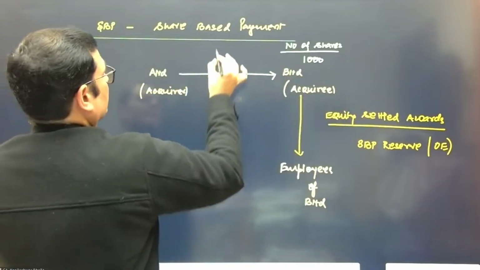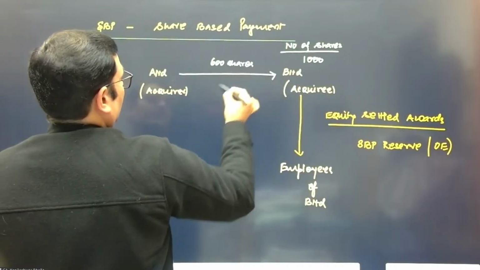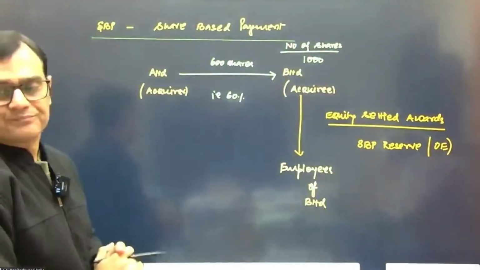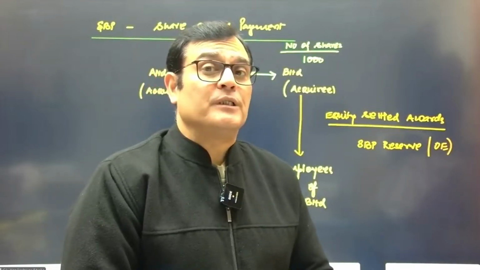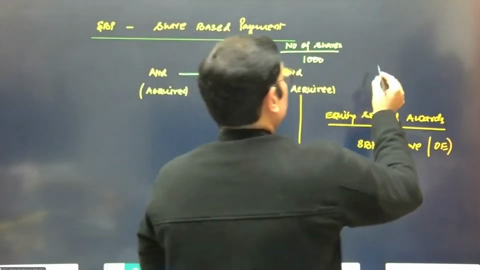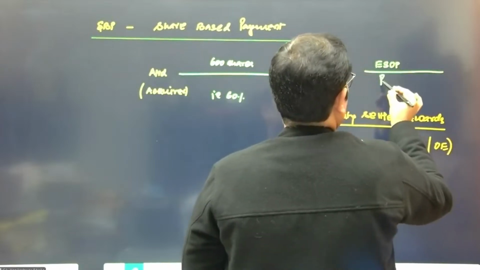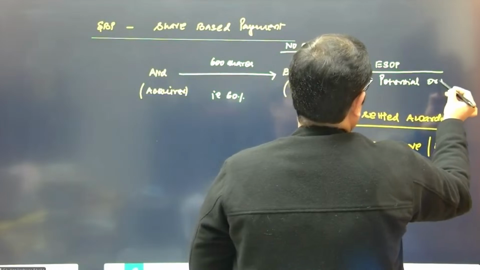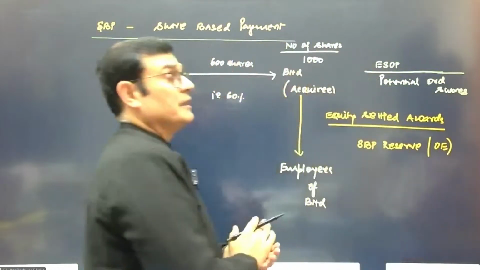And let's say A Limited acquired a total of 600 shares in B. So that means he got a 60% control over this company. Now, B has issued ESOPs to the employees, and these ESOPs will be called potential ordinary shares, correct? They will be called potential ordinary shares because they will be converted into ordinary shares at a future date.